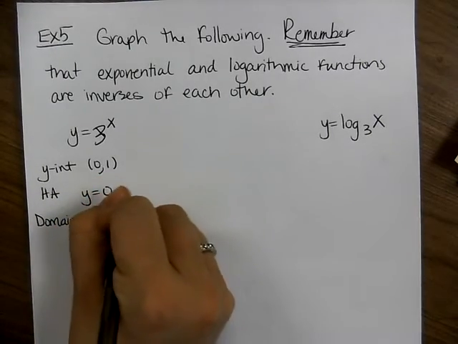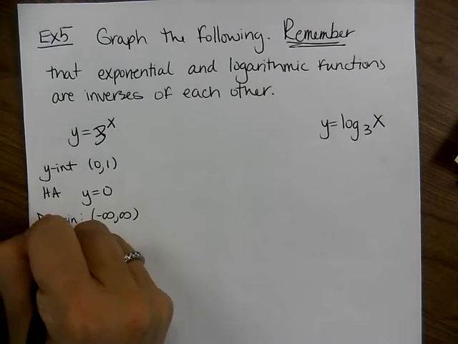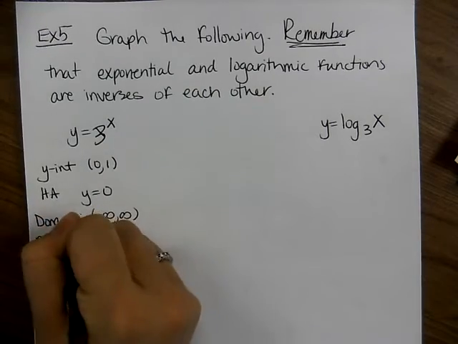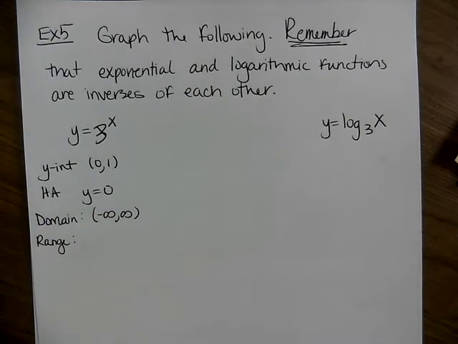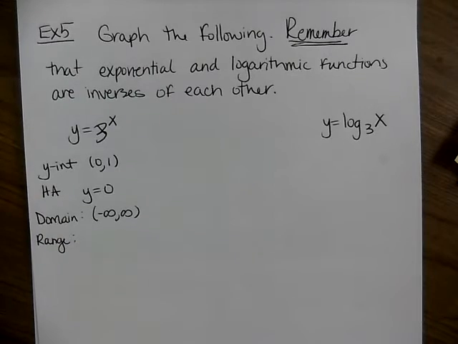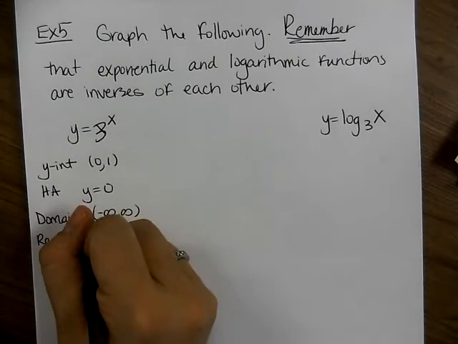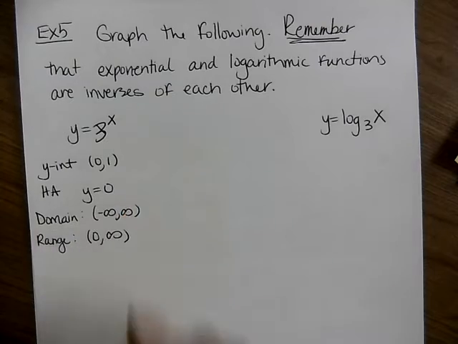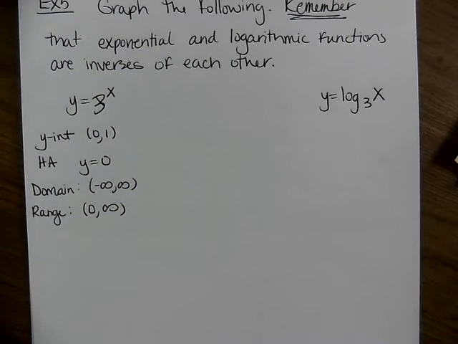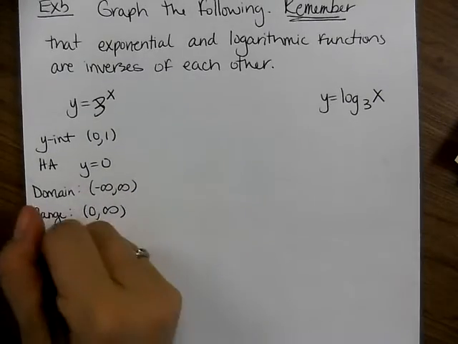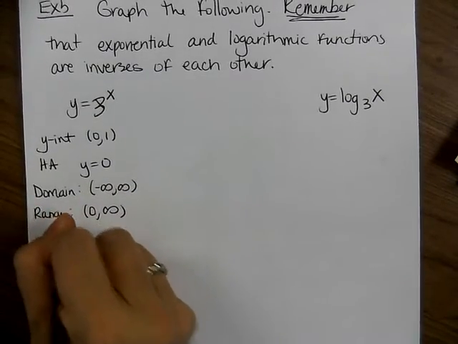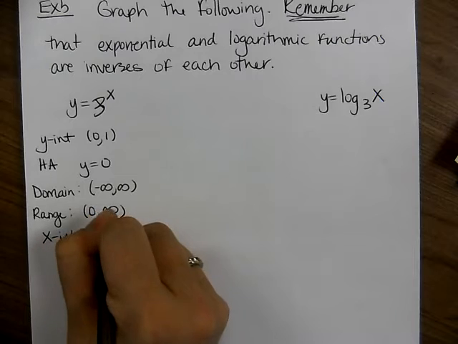Yep, negative infinity to infinity. And yes, this is always the case of an exponential. And then how about the range? It had to be 0 to infinity, where 0 couldn't be included, right? Because we had an asymptote there. And how about the x-intercepts? There are none, right? Because we had this horizontal asymptote. So in terms of an x-intercept, there are none.